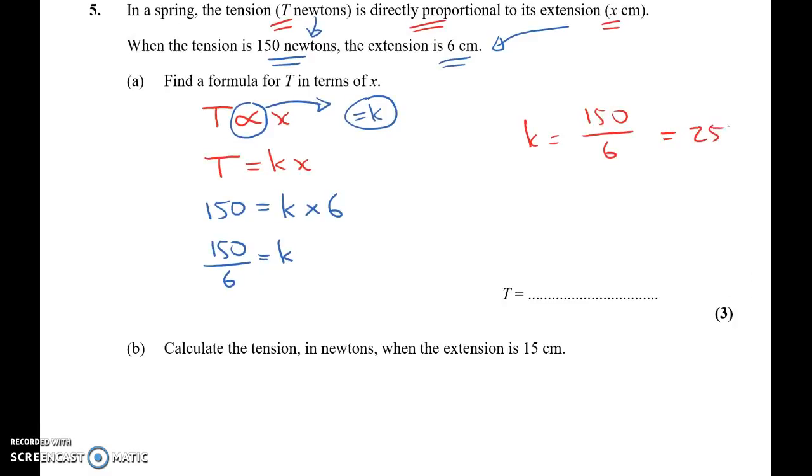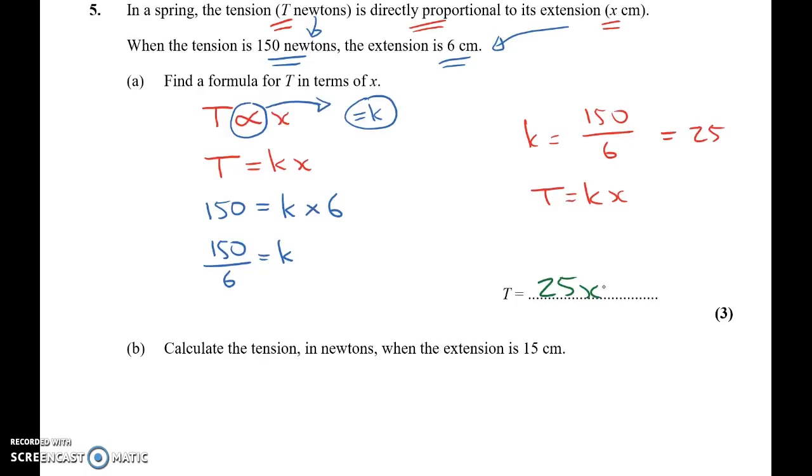Okay, so we've now got our k. We can now rewrite our equation. Our equation before said that T equals kx. But we now know what k is. So our final answer equation is going to be that T is equal to 25, which is k, times x. Sorry, 25x. So T equals 25x. Okay, 3 marks.